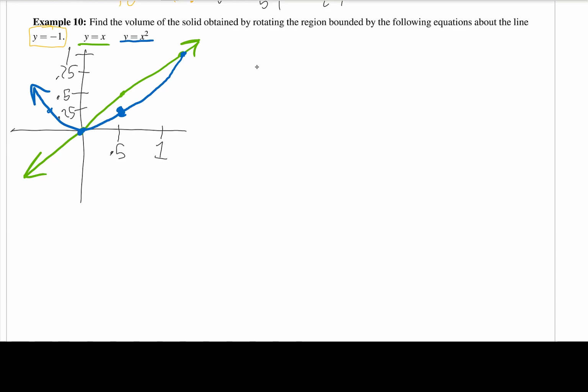Basically, what's going to matter here is our R in and our R out. Even though we haven't necessarily discussed that we're doing a washer yet, but spoiler alert, we are. Now the reason we're doing a washer is because we're rotating about the line y equals -1. That's this line right here. So we're rotating about this. There is most clearly a huge gap.